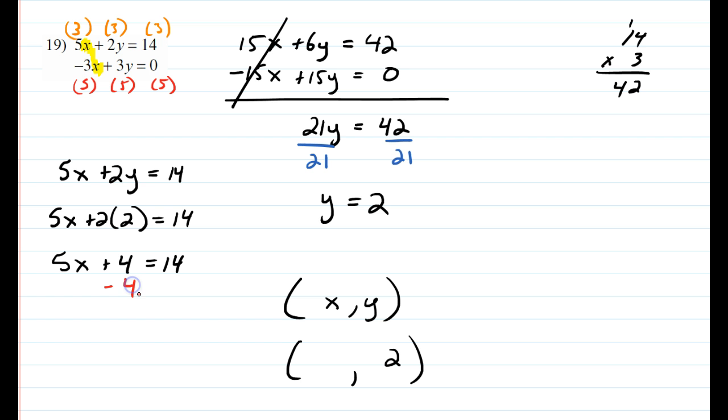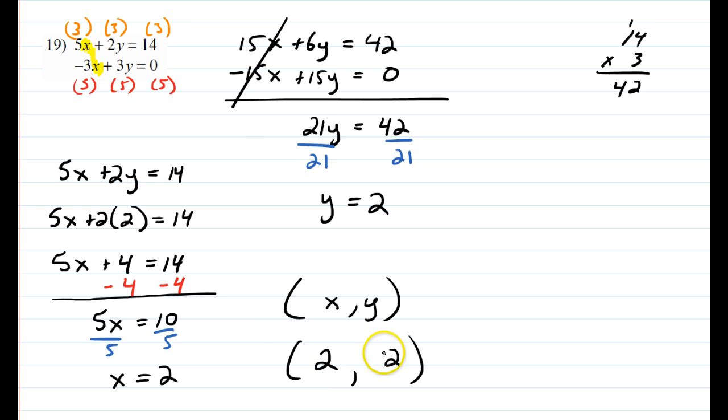Minus the 4 from both sides. So we get 5x equals 10. Divide both sides by 5. So x equals 2.